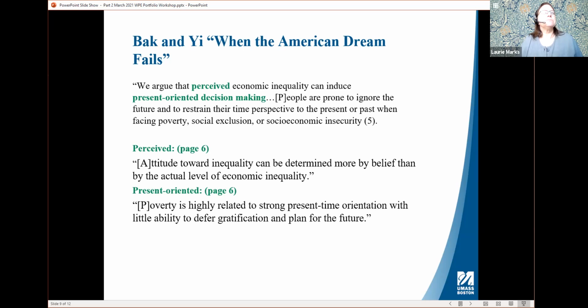The second phrase is present oriented. And I also have an explanation for this on page 6. Poverty is highly related to a strong present time orientation with little ability to defer gratification and plan for the future. So people who are in poverty tend to have what these authors describe as a myopic focus. So it's very nearsighted. They think about the close-term things. What problem do I need to solve right now?